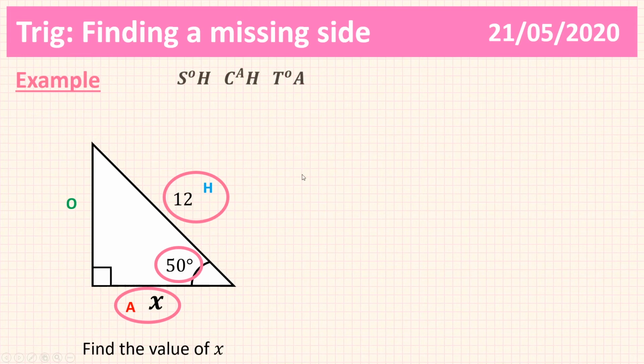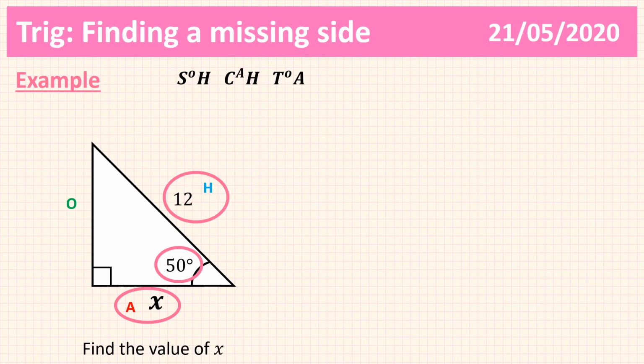Right? Then I need to decide which of the ratios to use. So I don't care about the opposite, so I'm going to ignore it. I need to look at these ratios and ask myself which one has the adjacent and the hypotenuse in. Which one has the adjacent and hypotenuse in?